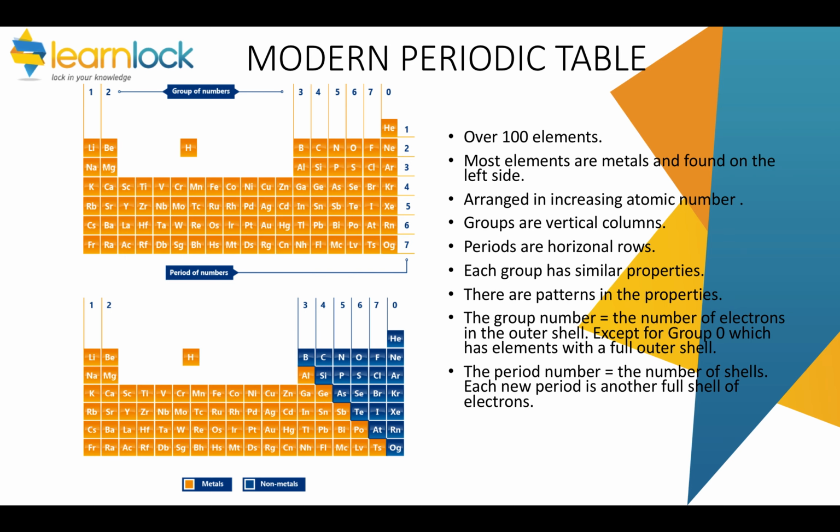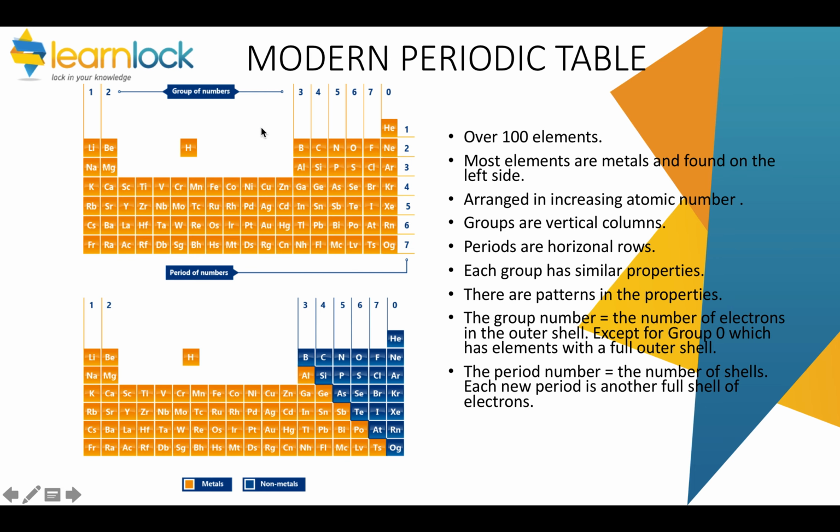You don't need to know it off by heart, you just need to know how to use it. The periodic table covers about 100 elements. Most of the elements are metals and they're found on the left-hand side, so in orange here, and the blue are non-metals. They're arranged in increasing atomic number, starting with number 1 for hydrogen, number 2 for helium, and then going across like this.